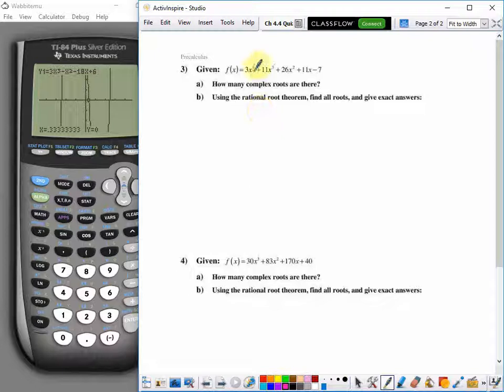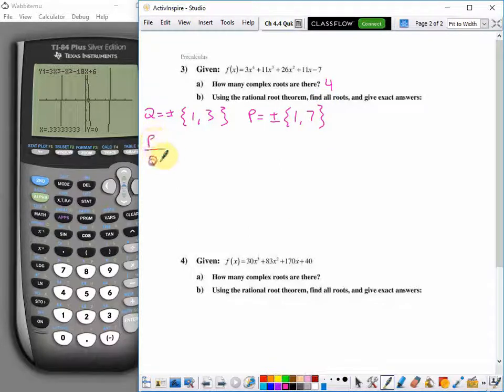Number 3 has a degree of 4, so it's going to have 4 roots. Some of them might be rational, they might all be rational. There might be some that are irrational, there might even be some that are not real. Okay, so we'll start with Q, plus or minus all the factors of 3, 1 and 3. P, plus or minus the factors of 7, 1 and 7. So we're going to have a pretty short list here.